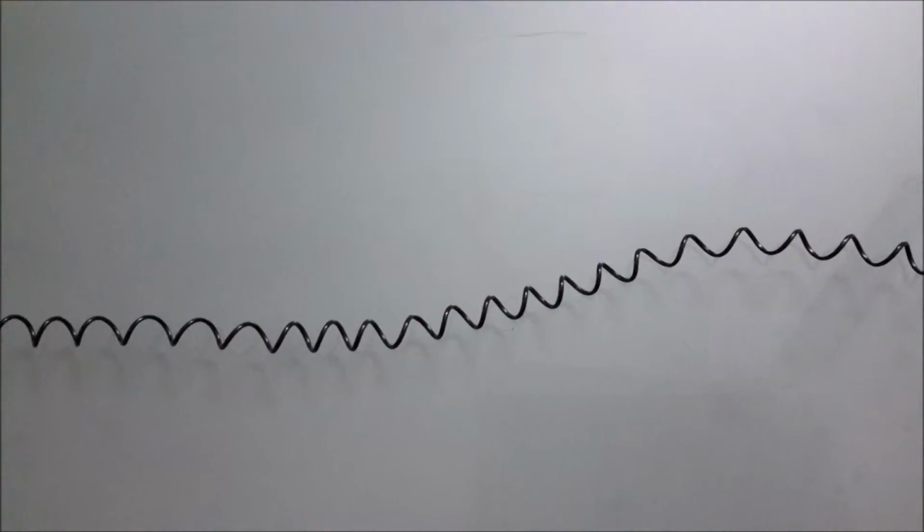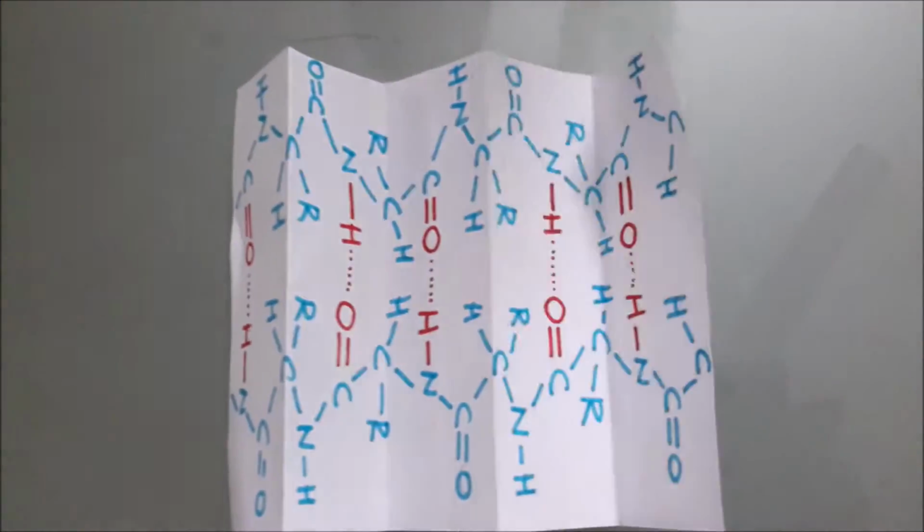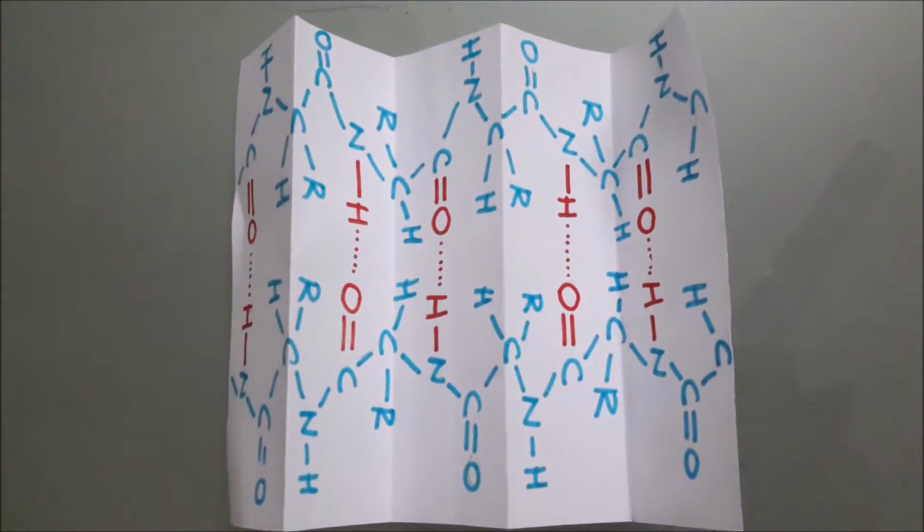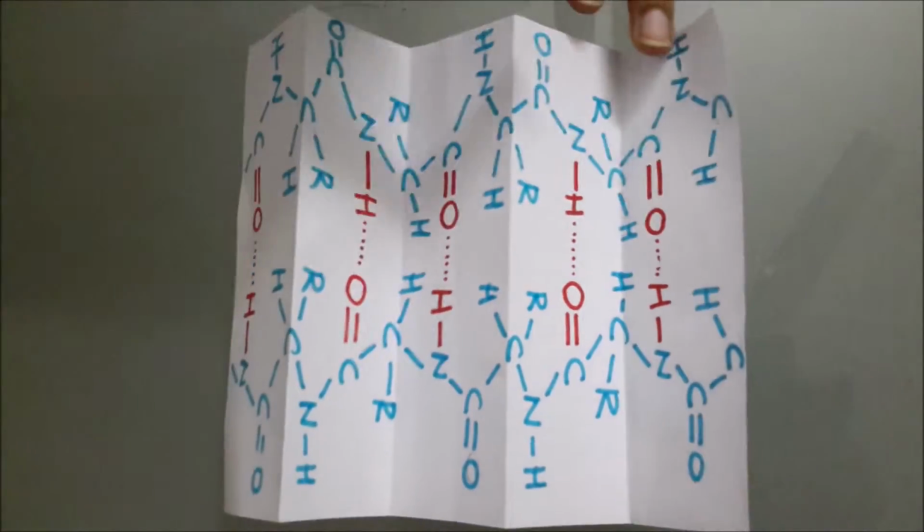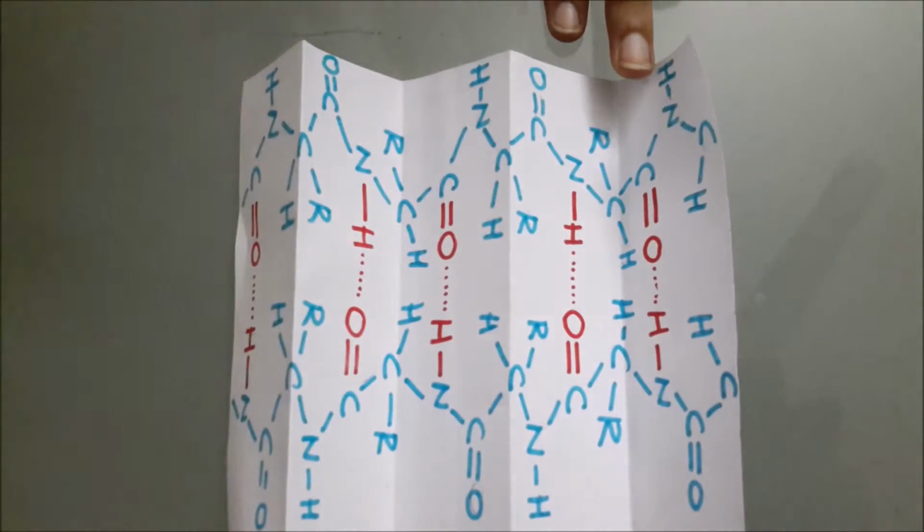A secondary structure also consists of a looser form of an alpha helix called a beta pleated sheet. Here, the hydrogen bonds are along the molecule.